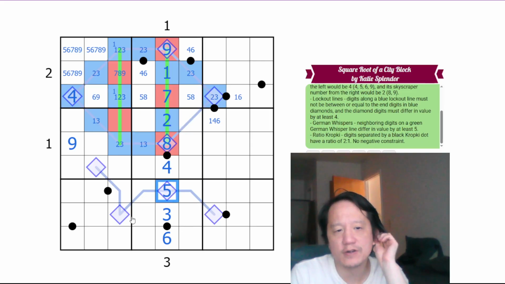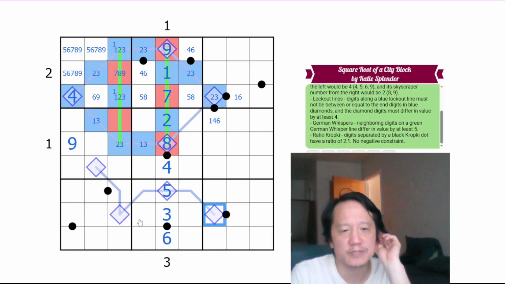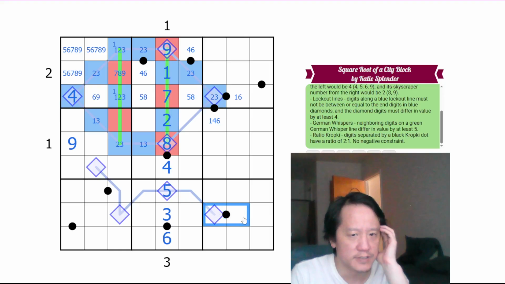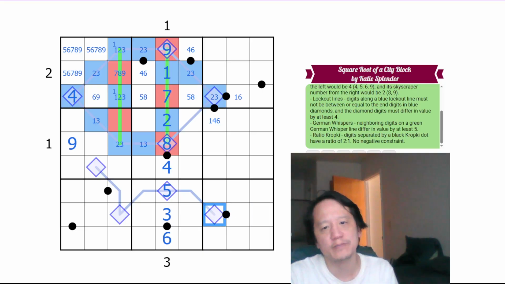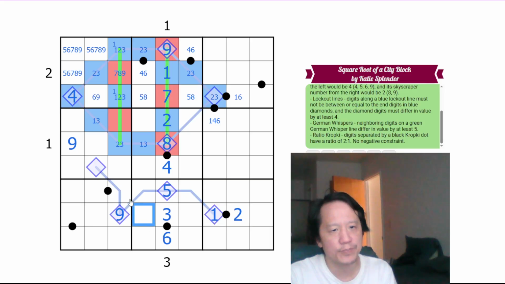This is 5 here. So this lockout line has to be 1 or 9 to be 4 or more away from it. And this cannot be 9 because 9 cannot be next to a black Kropke dot, as we said before. So this is 1. That makes this a 9 there to be 4 or more away from the 5. 1 is in a 1 to 2 ratio with 2 only, so that's 2 there.